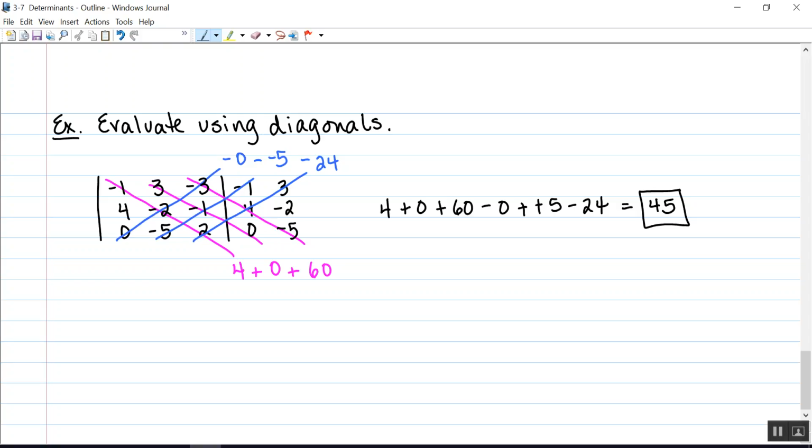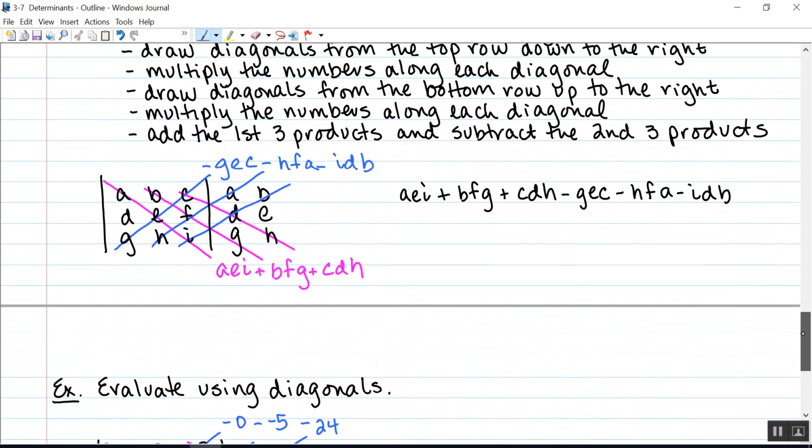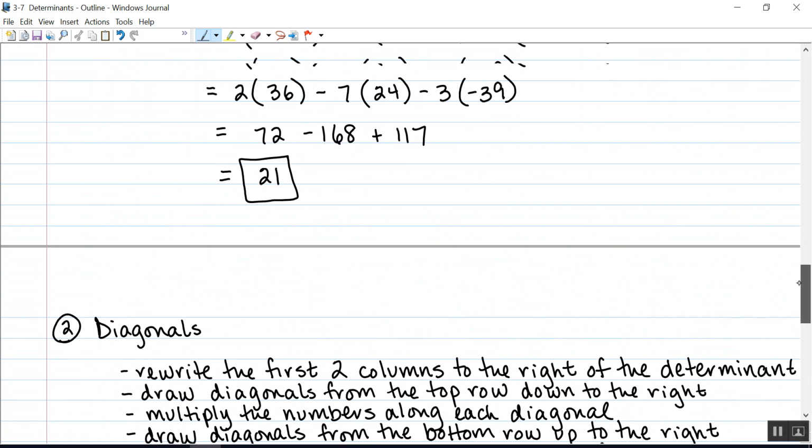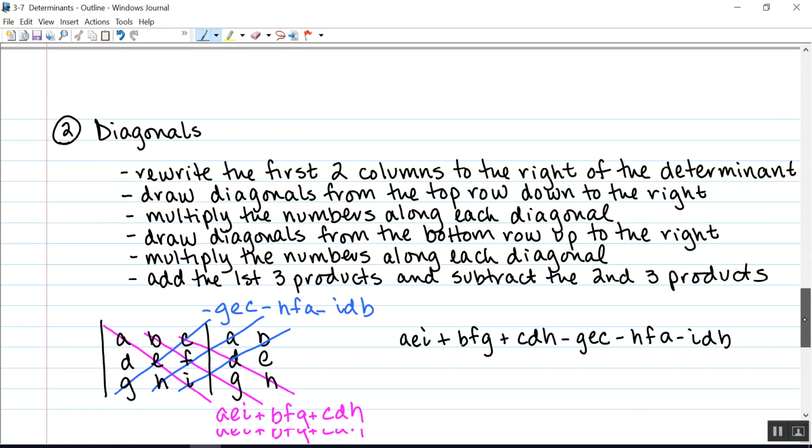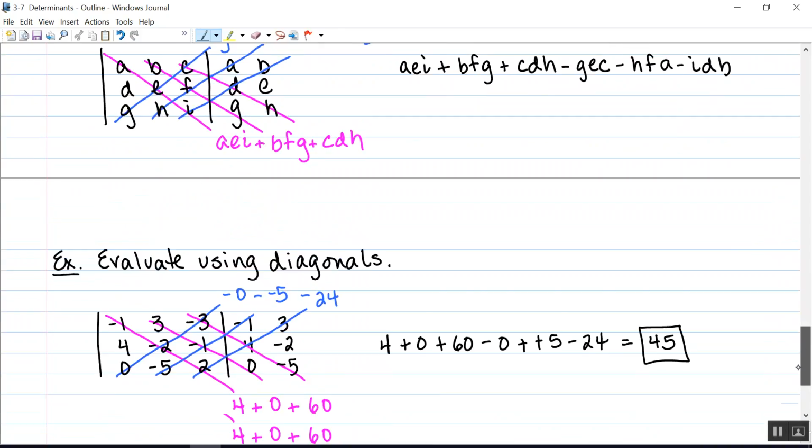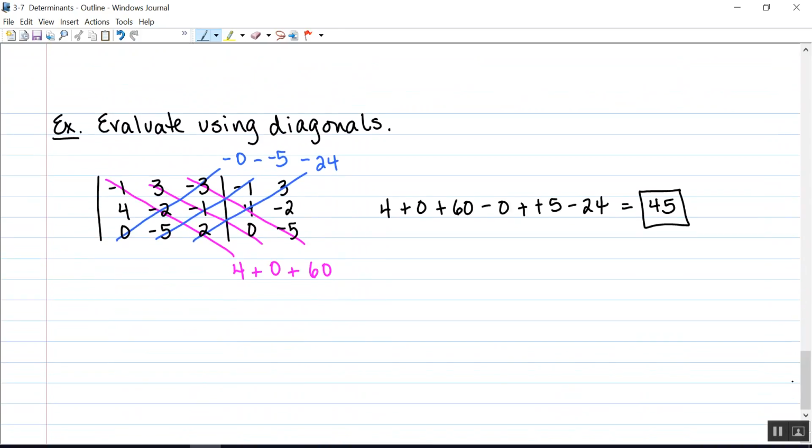So in this section we took a look at how to evaluate second order, that is 2 by 2, and third order, that is 3 by 3, determinants, and using 2 different methods for evaluating third order determinants, both expansion by minors and using diagonals, and you'll need to be able to do both of those, and in the classwork I've designated which method you need to use on which problems.